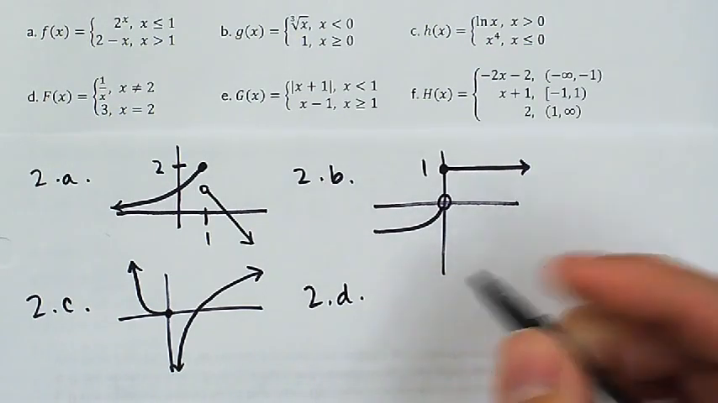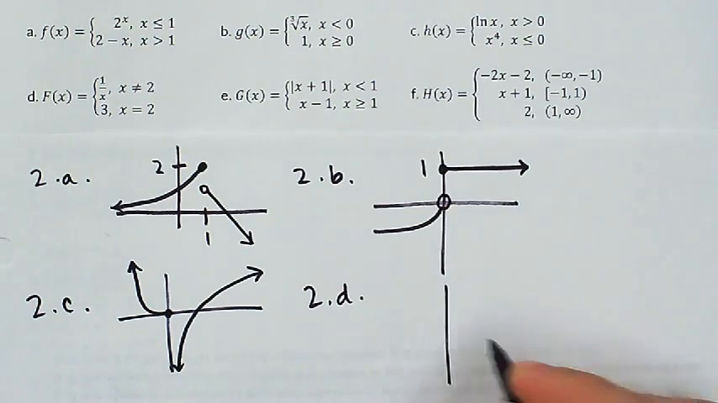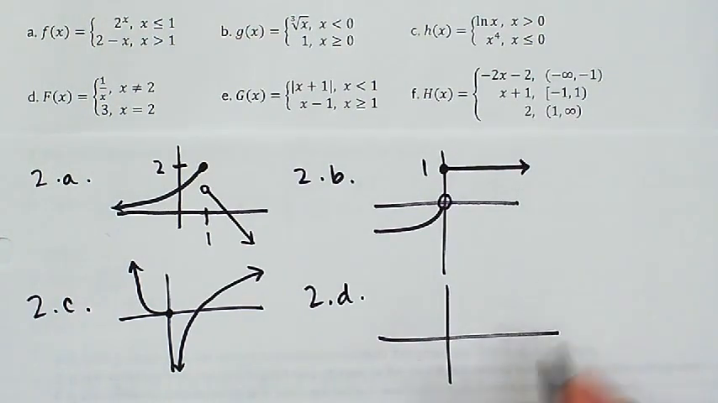For D, it's y equals 1 over x as long as x is not 2. Okay, so I'm just going to decide where 2 is.